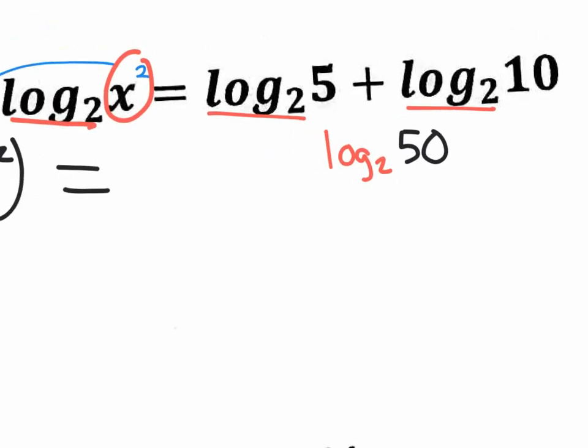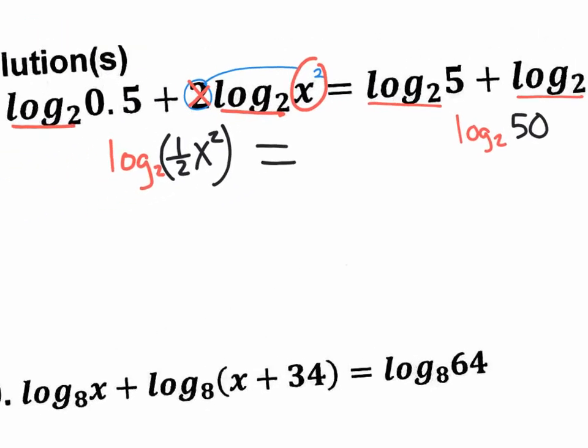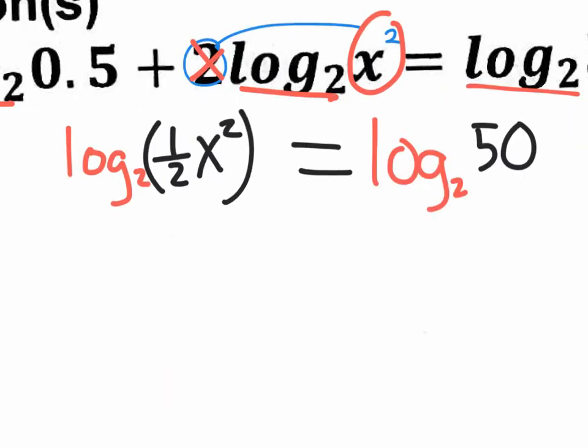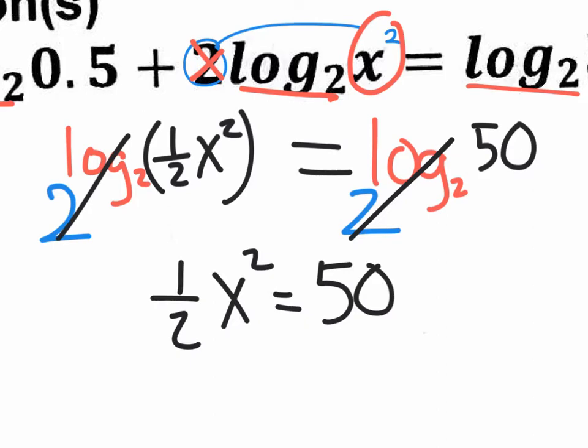Let me put both of these together now. Let me write that log base 2 of 50 right here. Of course, we're going to get rid of the log base 2's by raising both sides to become powers of base 2. And of course, we all know that 2 to the log base 2 cancels out. So you're going to have a new equation that simply says 1/2 x squared equals 50. It's algebra 1 time now. We're going to get rid of the 1/2 by multiplying both sides by 2. That'll cancel. You're going to have a new equation that says x squared equals 100.